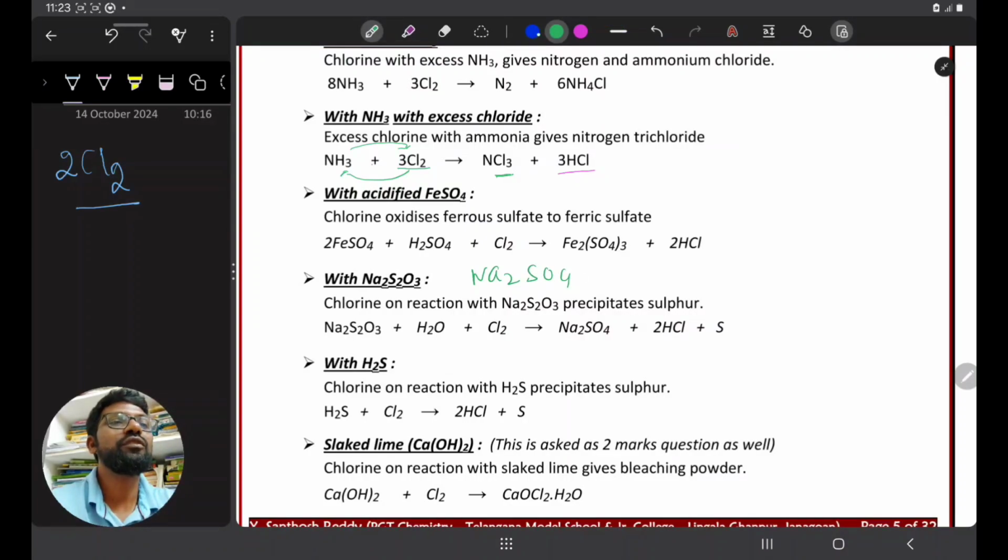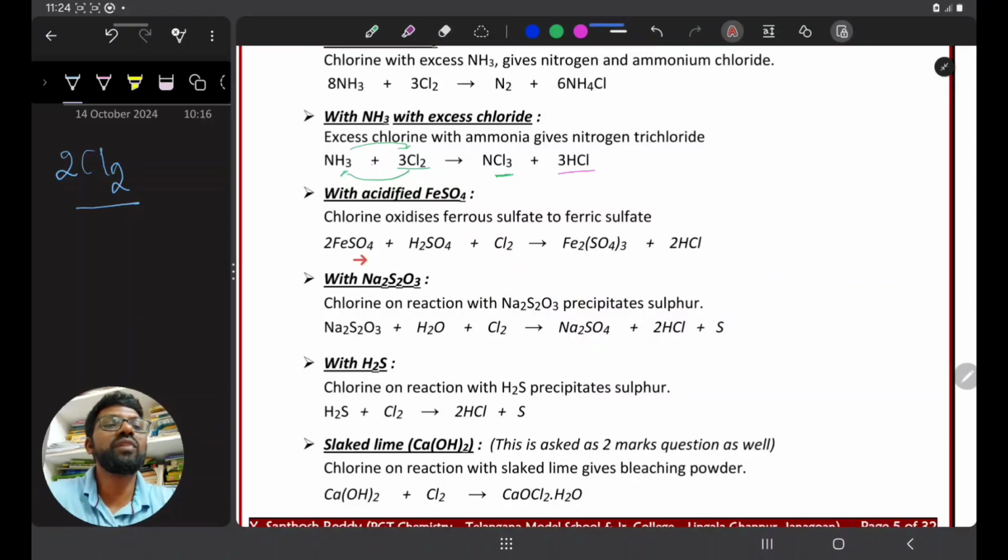In sodium sulfate, if you decrease one oxygen and increase one sulfur, then what happens? Na2, and decrease one oxygen, it becomes O3, and now increase one sulfur, that becomes S2. That means one oxygen is replaced by sulfur. This is called sodium thiosulfate. The difference between sodium sulfate and sodium thiosulfate is that in sodium thiosulfate, one oxygen is replaced by one sulfur. Such compounds are called thio compounds, right? Okay, now come to the point.